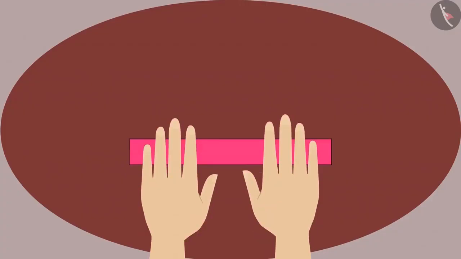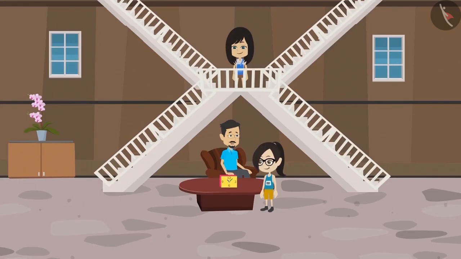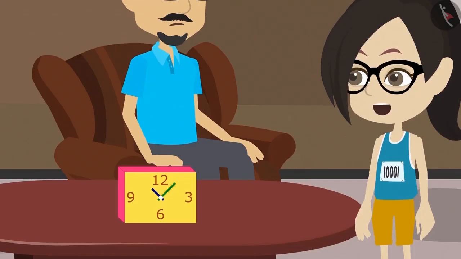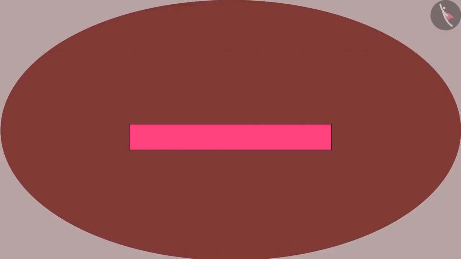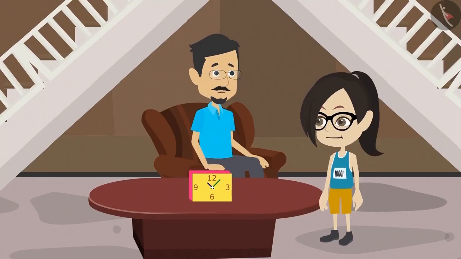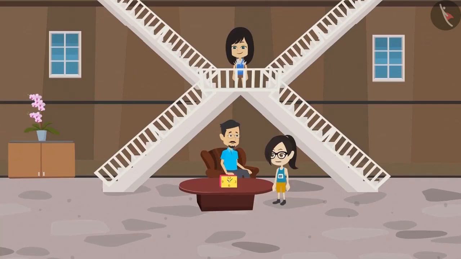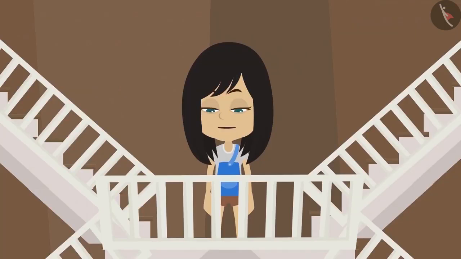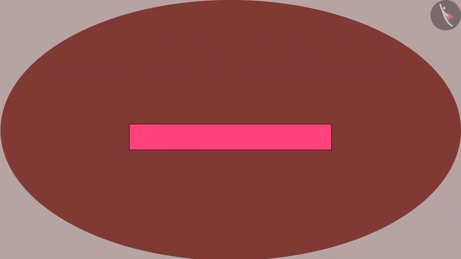Hello, Uncle. Hello, Vandana. Hello, Neha. Look, Neha, what my papa got for me. What has he got? This looks like a pink-colored box. Look carefully, Neha. This is not a pink-colored box, but a yellow-colored clock. How can this be a clock? It has no hands at all. This is a pink-colored box only.